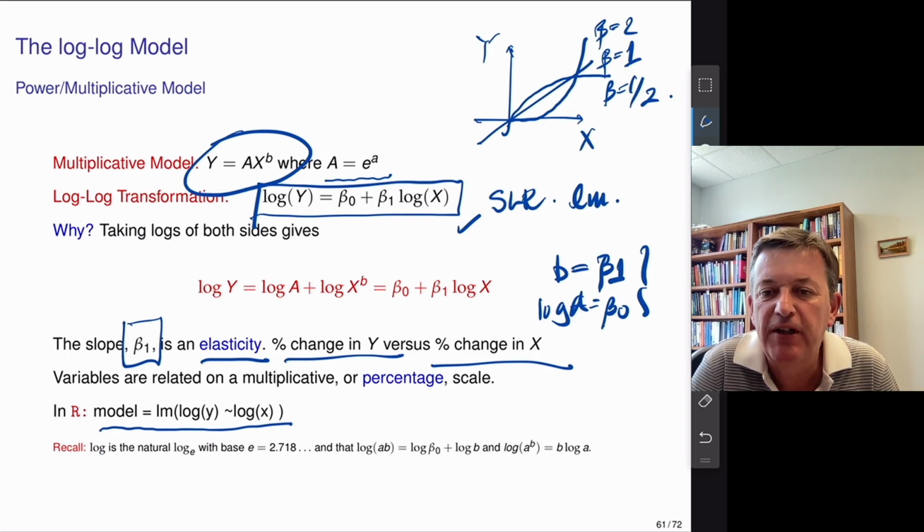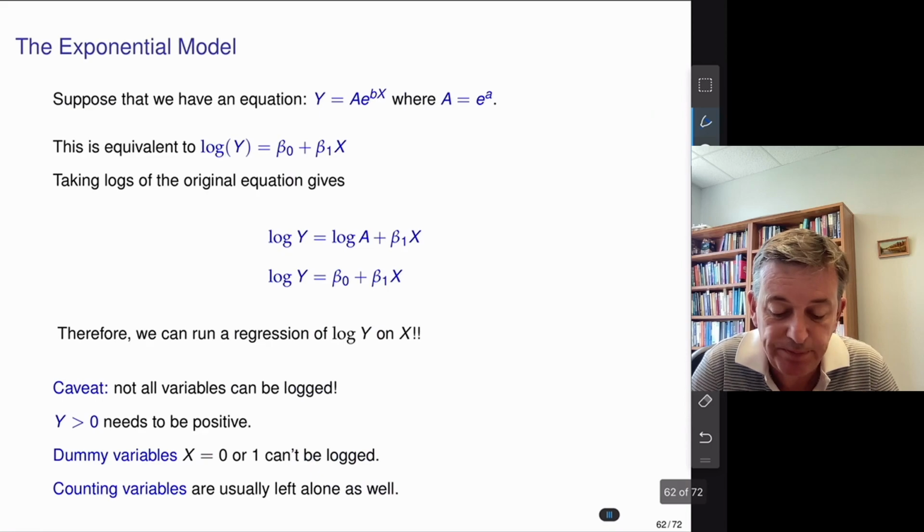So there's lots of variables like size or weather or other such variables like that where you're more interested in, okay, what happens if climate changes by 2%? What are the implications for other variables from that? So the log-log model is very useful.